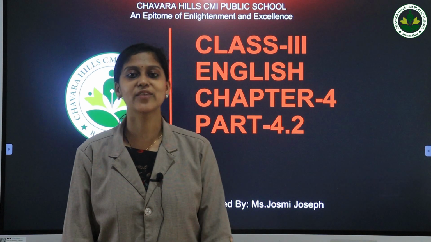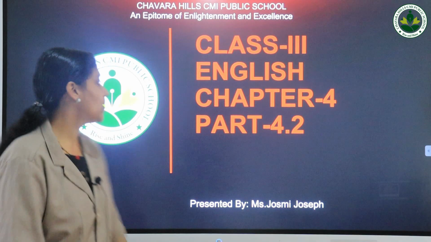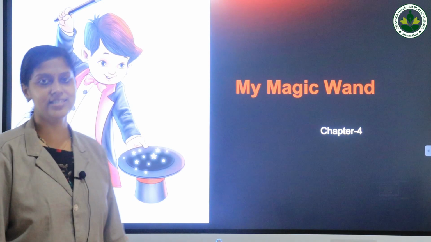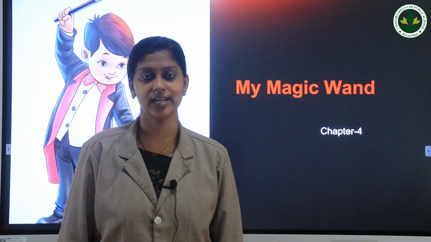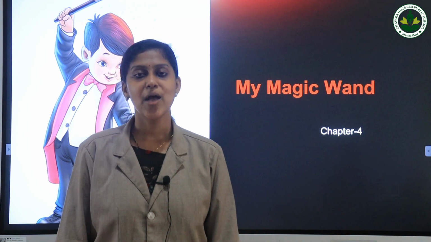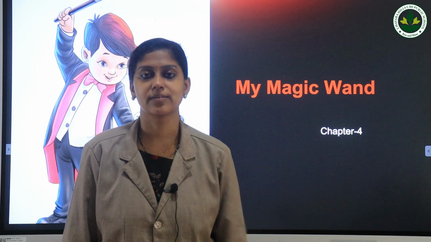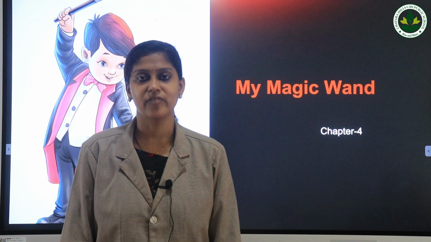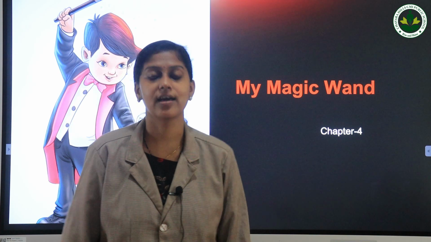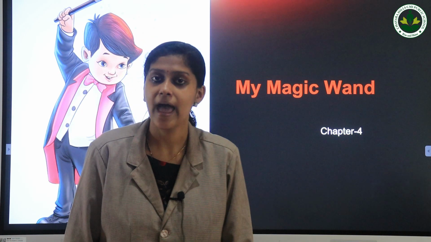Yes, last day we discussed the poem My Magic Wand. What's the title of the poem? Yes, My Magic Wand. It's a poem about a girl who is a magician. She used a wand to perform magic. What is the wand? Very good, the abracadabra. The abracadabra is a magical wand that is used by the girl to perform magic.